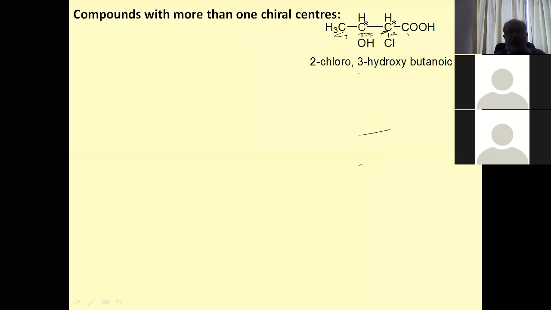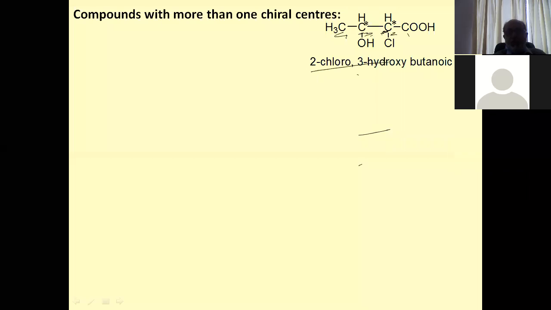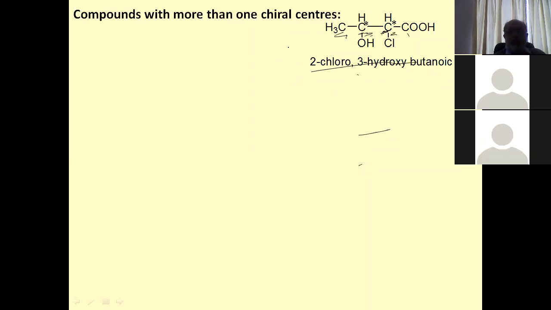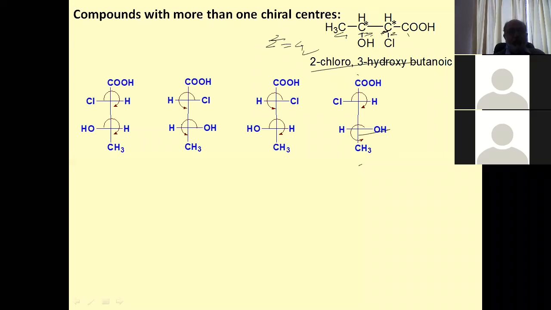So how many configurations will we have? Because it has two chiral centers, it will have 2 to the power 2, which means 4, and because the molecule is constitutionally unsymmetrical, it is going to be 4. When it is 4, we have to assign each carbon atom its configuration. This is carbon number 2, this is carbon number 3. So when we write, we have to write in such a way that for carbon number 2, what is the rotation?